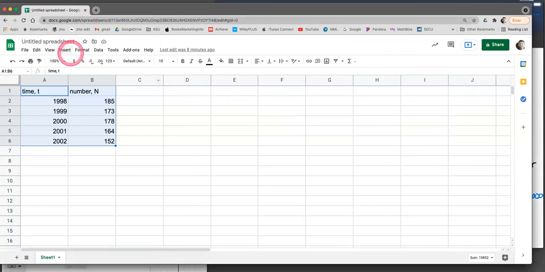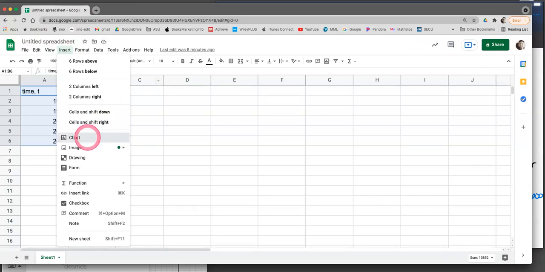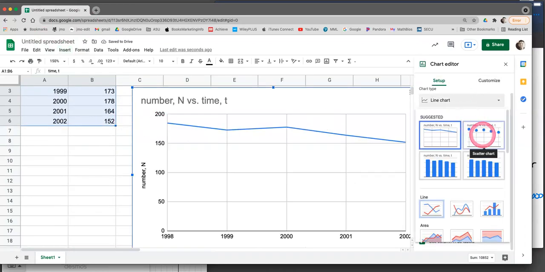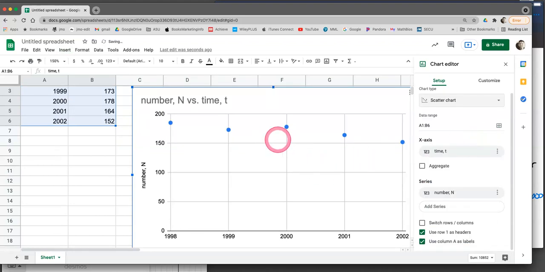Okay, and if you insert a chart, here is the data, and let's represent that data as a scatter chart. Here we have the number of students on the y-axis versus time on the x-axis. Okay, and we can see there are the data points that we had from the picture.